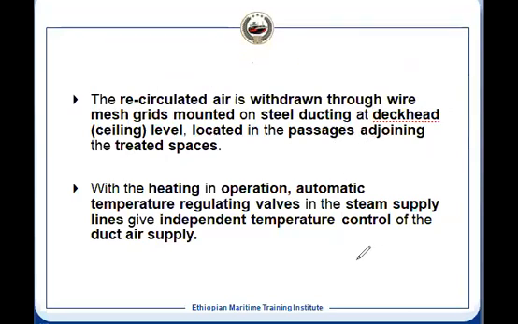And this ducting, how it is done, it is made of steel plates. And the heating operation, as we have seen, it can be automatic or manual. Automatic means it will maintain the outlet temperature after the AHU, that is the air handling unit.